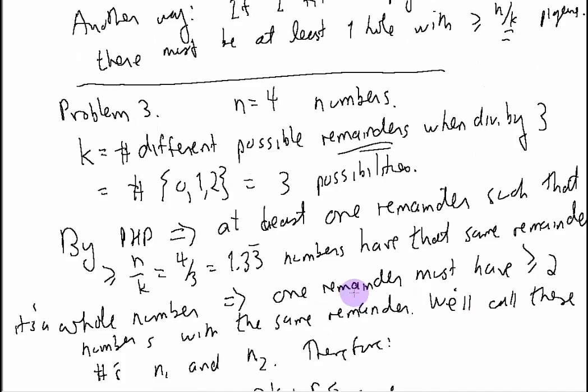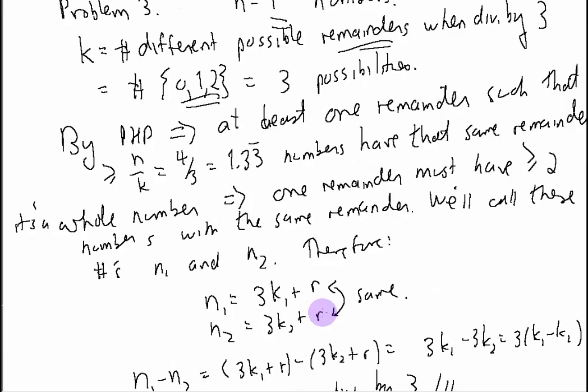Okay, so let's do a recap here. What we've said was we have 4 numbers, that's my number of pigeons. We have 3 possible remainders mod 3. So at least 1.33 numbers have the same remainder. Now, since it has to be a whole number, we have to have at least 2 numbers with the same remainder.